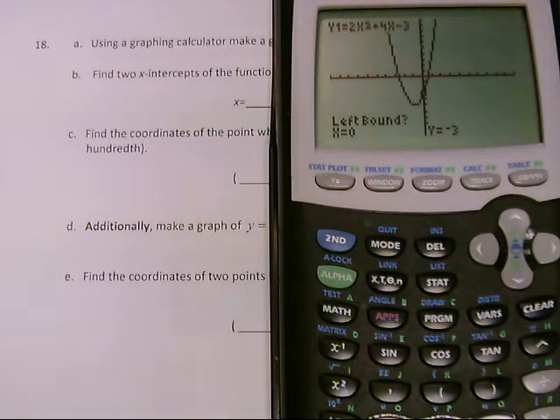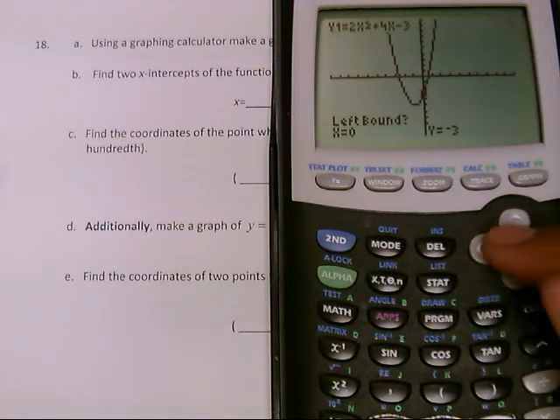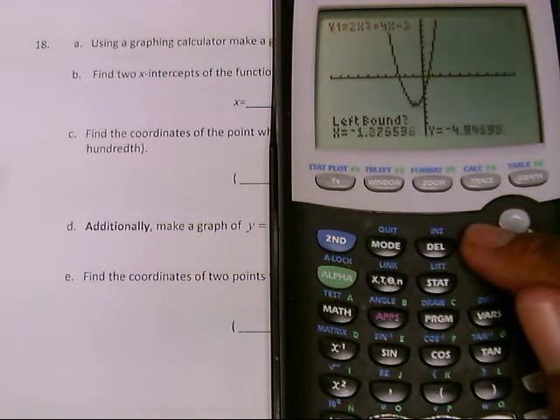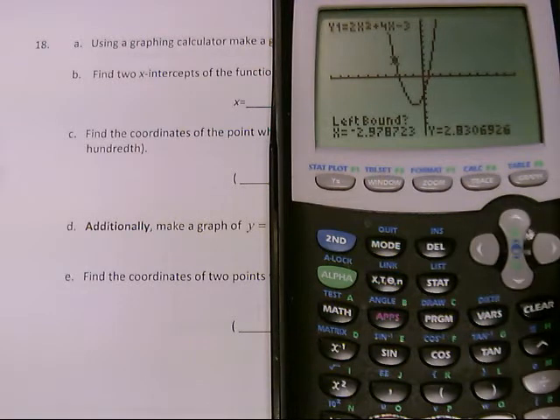And it should say left bound. What you want to do here is position your blinking cursor on the left-hand side of that first x-intercept, like I have up here. You want to put it above the left x-intercept, and then press enter. And then for right bound, you want the blinking cursor below that first x-intercept, like I have here, using your right arrow key. And then press enter. And then after guess, we press enter.